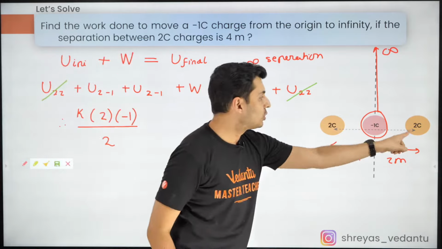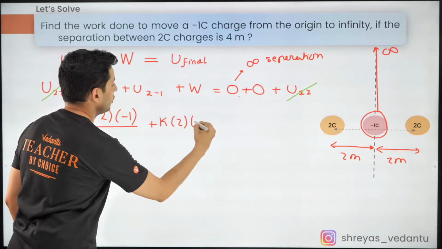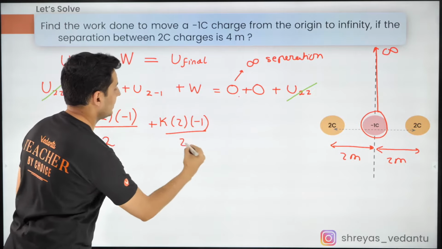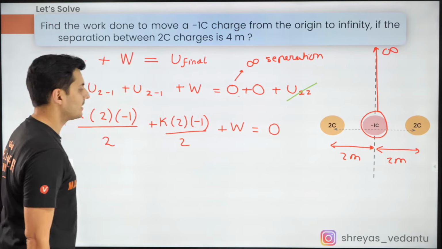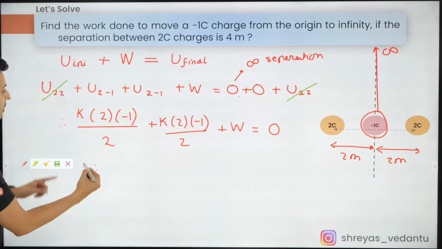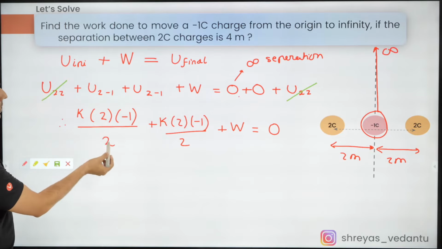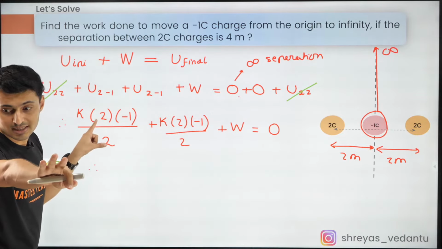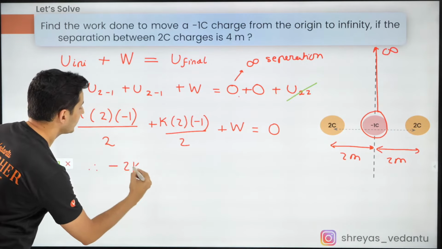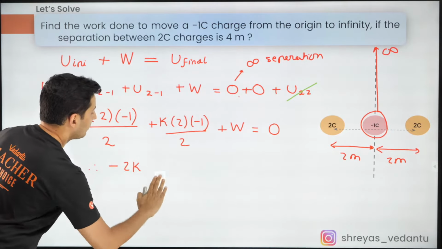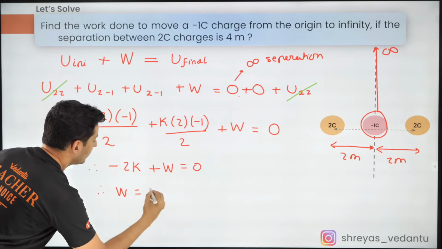Again, between this 2 coulomb and -1 coulomb charge, it will be K into 2 into -1, divided by the separation, plus the work done, and the RHS is anyways going to be 0. Now what are you going to get? Check this out, guys: this 2 and this 2 are going to get cancelled. Do you see that? So you're going to get -2k. So -2k plus W is equal to 0. Therefore, W is equal to 2k.